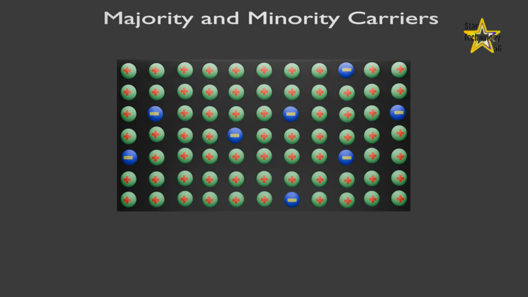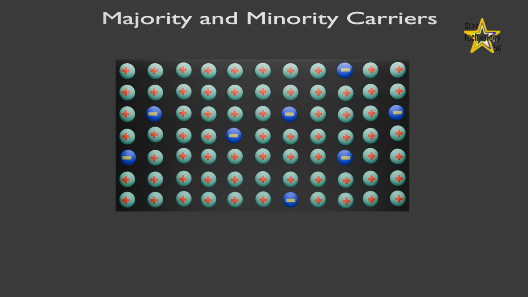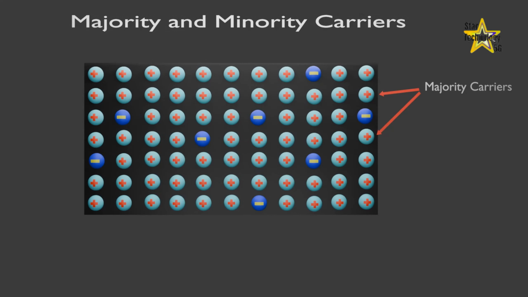Majority and minority carriers. In p-type material, most of the current carriers are holes. Silicon atom doped with trivalent atoms is called a p-type semiconductor. The holes are the majority carriers in p-type material. There are also a few conduction band electrons that are created when electron-hole pairs are thermally generated. These conduction band electrons are not produced by the addition of the trivalent impurity atoms. Conduction band electrons in p-type material are the minority carriers.